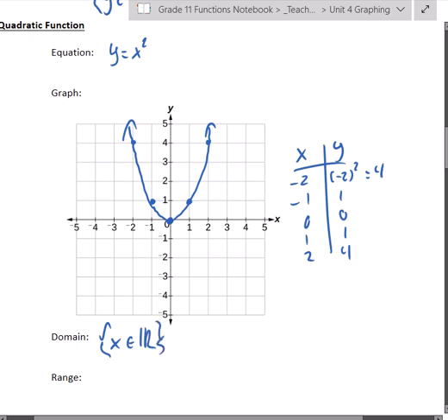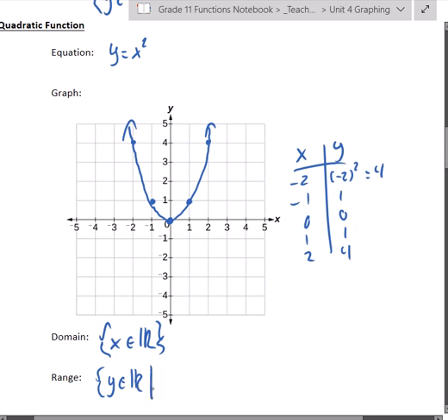Let's look at our range here. So our function starts at its most key point, its vertex, and it progresses upwards. So it opens up, so it cannot be negative here. Our parent function can't be negative. So we say y is an element of all real numbers, but we have a restriction.